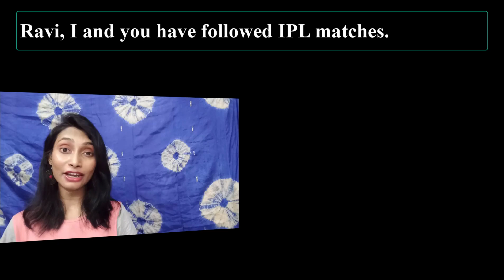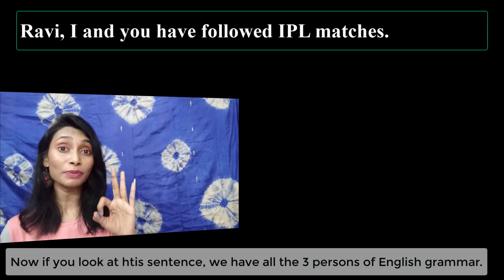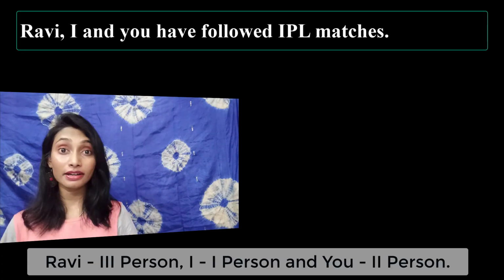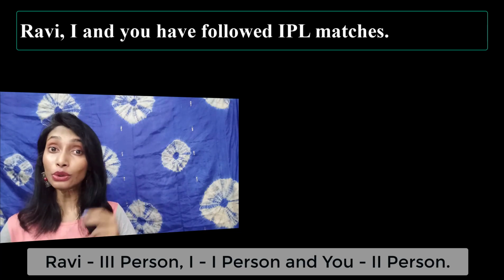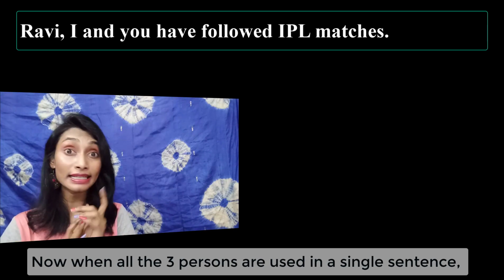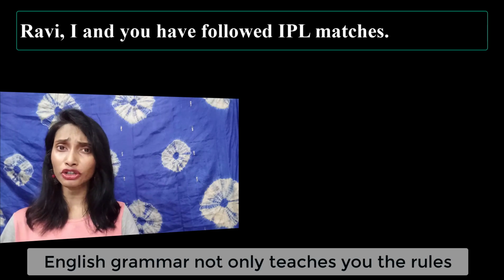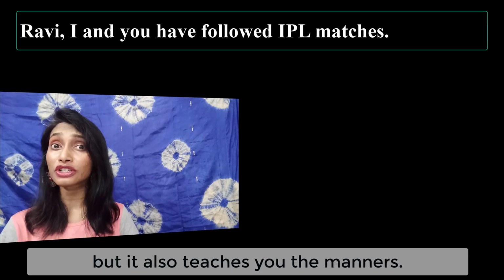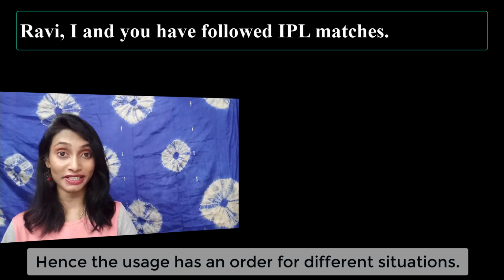Ravi, I and you have followed IPL matches. Now if you look at this sentence, we have all the three persons of English grammar. Ravi, third person. I, first person. You, second person. Now, when all the three persons are used in a single sentence, what must be the order? English grammar not only teaches you the rules, but it also teaches you the manners. Hence, the usage has an order for different situations.